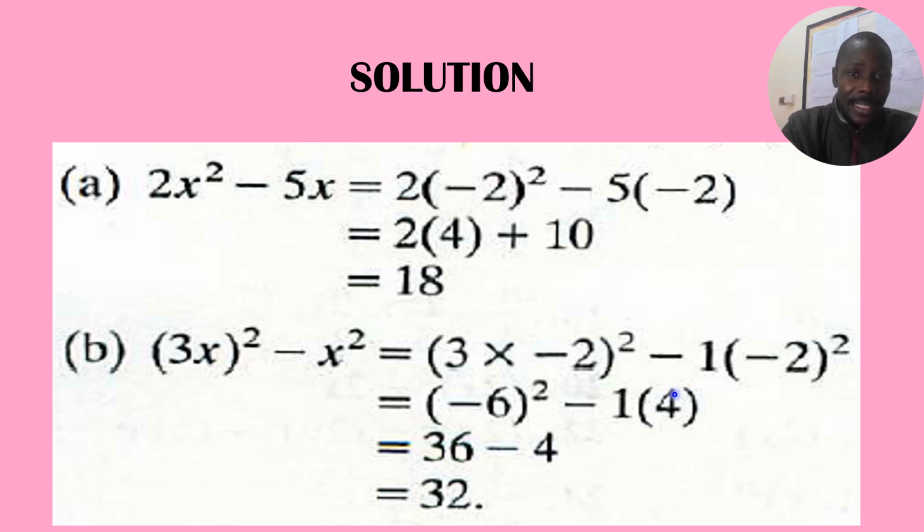Where are we getting this 4? This 4 is coming from this expression. They've been told that x is -2. So -2 raised to the power of 2, we are simply saying this is -2 times -2, which is going to give you a positive 4 here in brackets, as you can see.